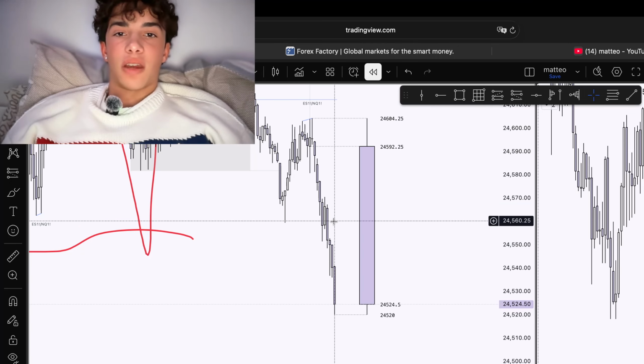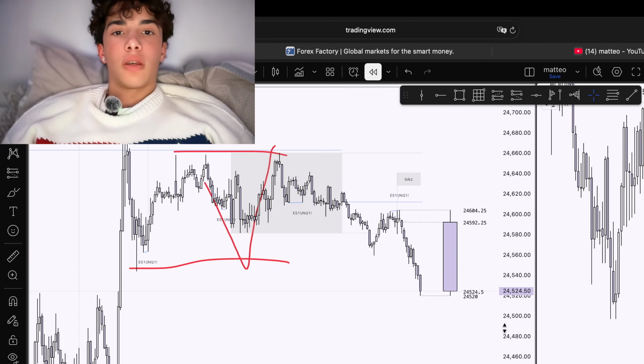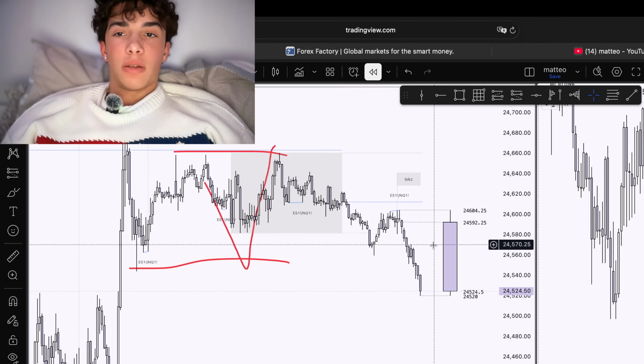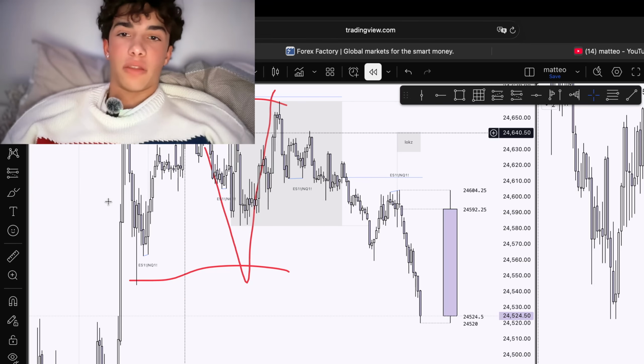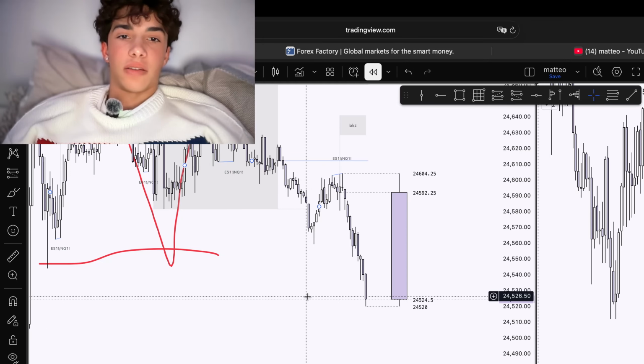So market understanding is very powerful. Power of three is a very useful concept or indicator that helps us understand the price action.